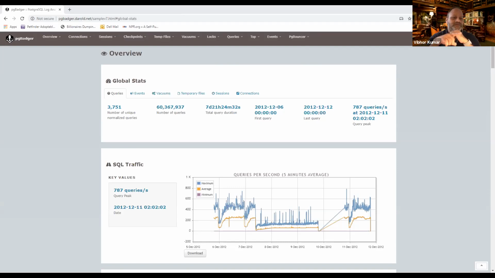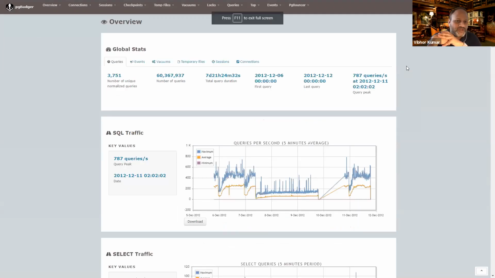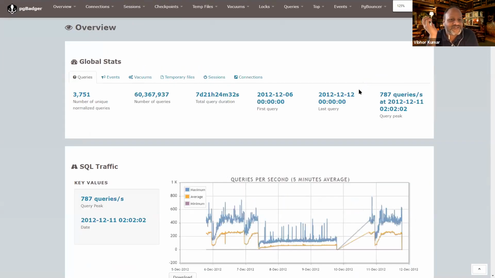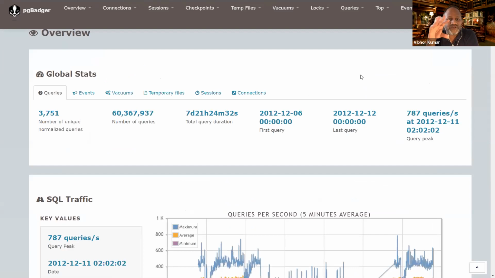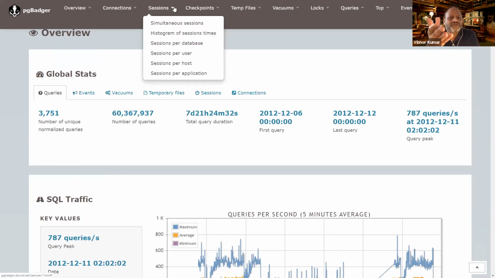In PgBadger, interestingly, in the overview page, you get more information like global stats, where you can find the SQL traffic. Maybe I need to increase the font a little bit. It aggregates the stat information and tells you how the queries are performing. It will give you queries per second, the 5 minute average, and information about the connections.